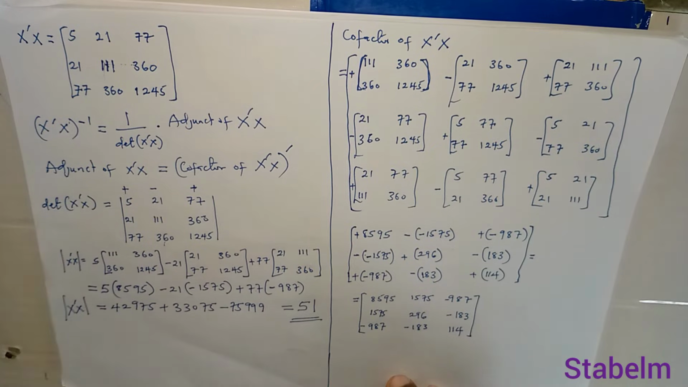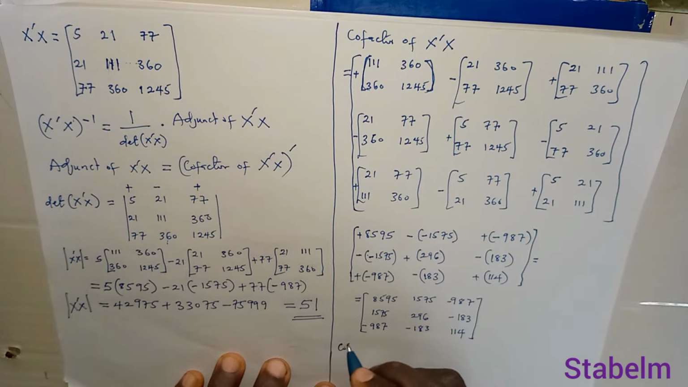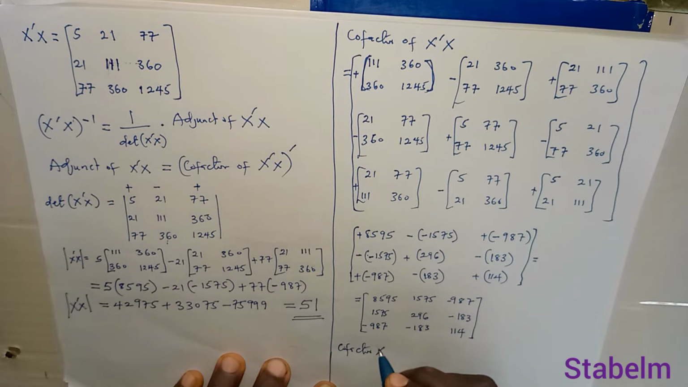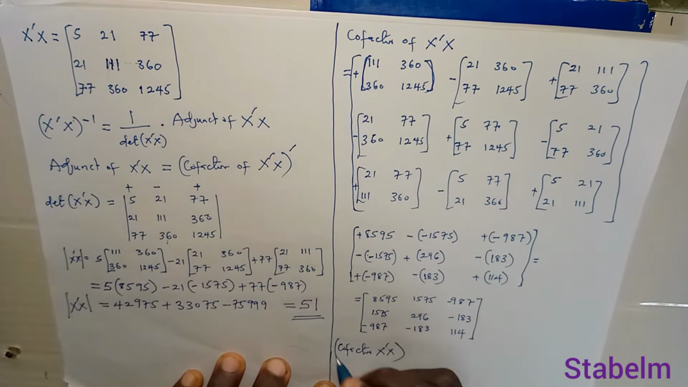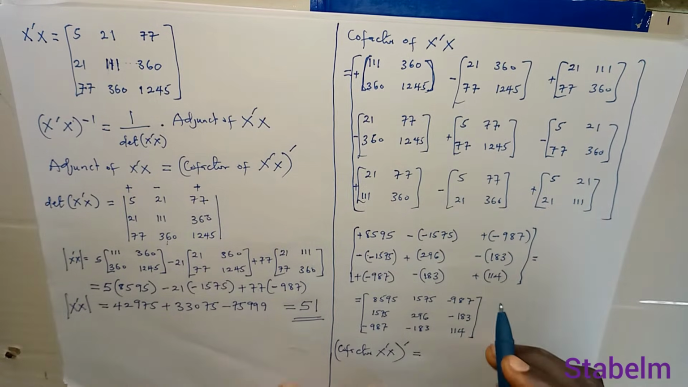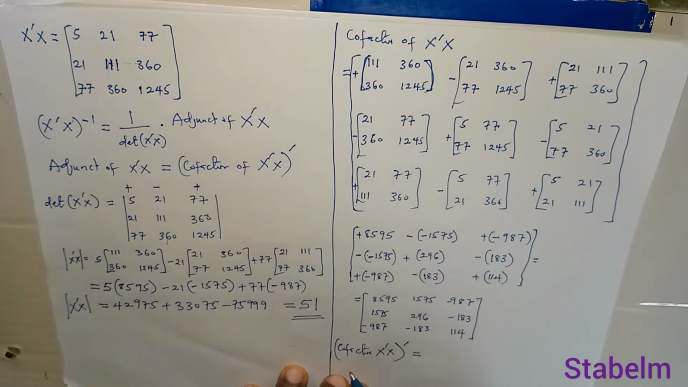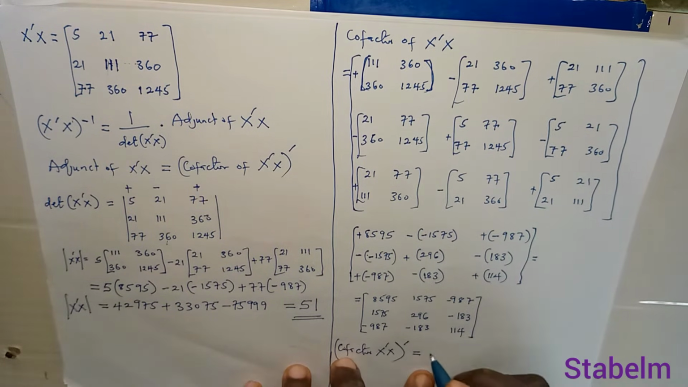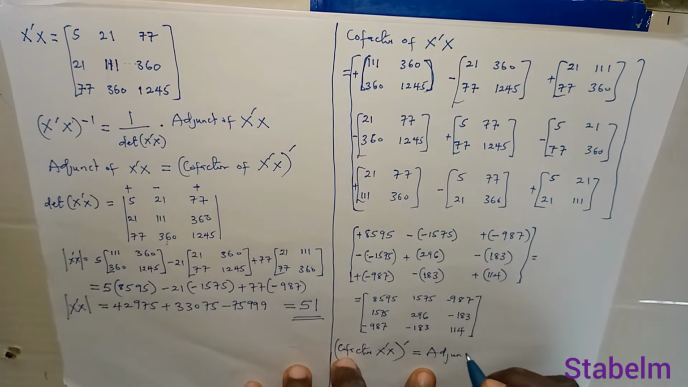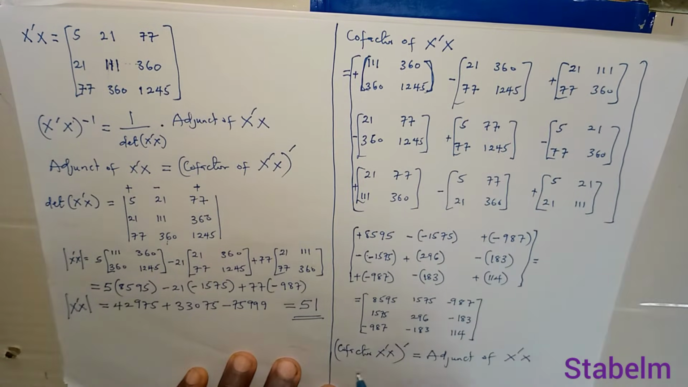All right, now in this case we need the other one, which is the transpose of this cofactor of x prime x. So we have the cofactor of x prime x transpose is going to be, the row here becomes the column, the row becomes the column, and in this case cofactor x prime x transpose will give us the adjunct of x prime x.